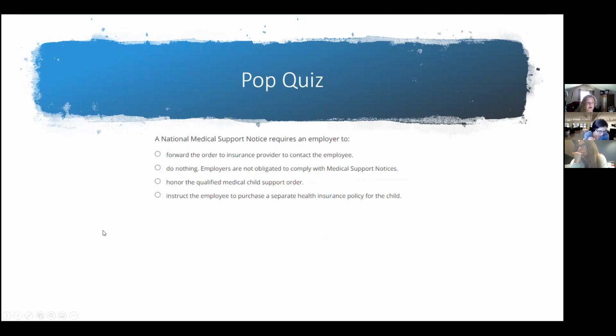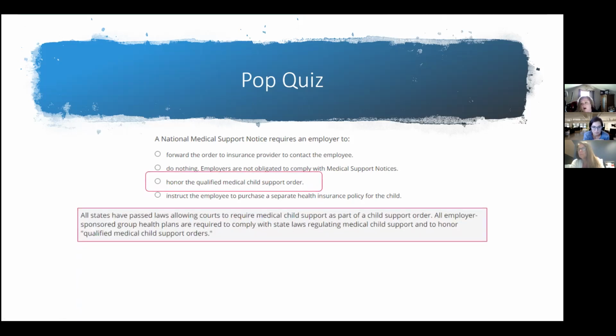If you receive a national medical support notice, it requires the employer to do what? Don't make this harder than it is. If you receive an order as an employer, you have to honor the order. That's what you have to do. Okay. Perfect.